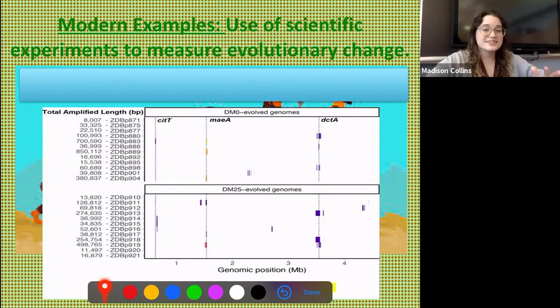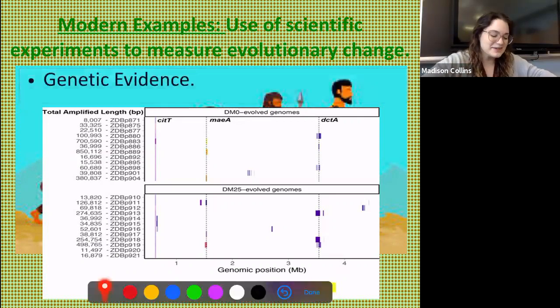But this slide we're going over right now is looking at modern examples of evolution, right? So we can actually use scientific experiments to measure evolutionary change happening around us today. So this screenshot is taken from a lab, or data from a lab that has been studying the evolution of E. coli, the bacteria, for the past 30 years. And they're looking at the genome sequences of those evolving species of E. coli, right? And so if we're looking at the genomes of an organism, what do you think this evidence is? This is going to be an example of genetic evidence. So there's a lot of really cool experiments measuring evolution happening today. If you're interested at all, Google it and let me know what you find out.